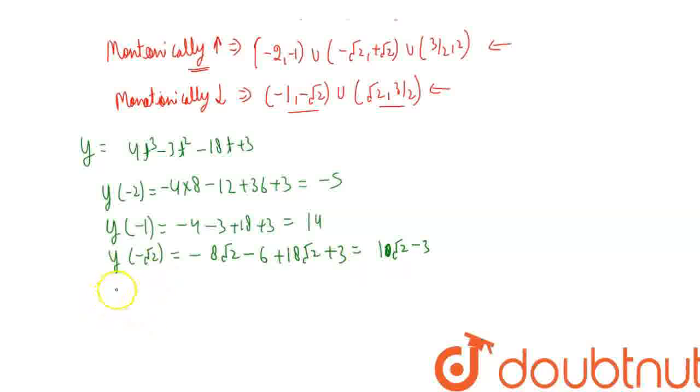Now after this we are going to calculate y of plus √2, because that is the next extrema point. So y of plus √2 would be 2√2 into 4, that is 8√2.